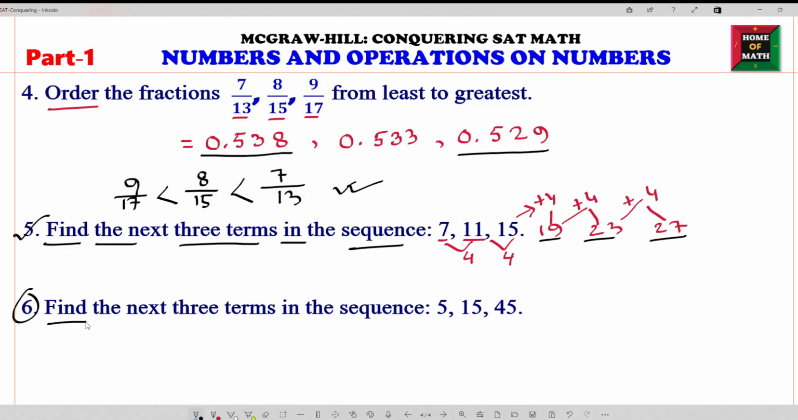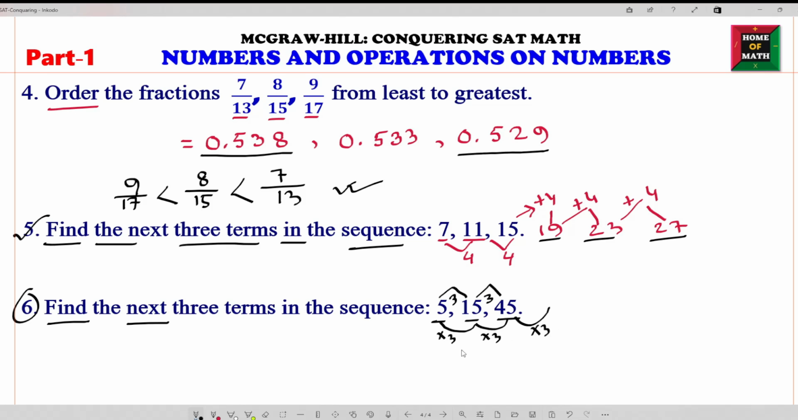Number 6, find the next three terms in the sequence. Here it is 5, 15 and 45. So what is the difference? Look, in this sequence, if we divide 45 by 15, we get 3. Again if we divide 15 by 5, we again get 3. So it means 5 times 3 is 15, then 15 times 3 is 45. So here also it is 45 times 3.